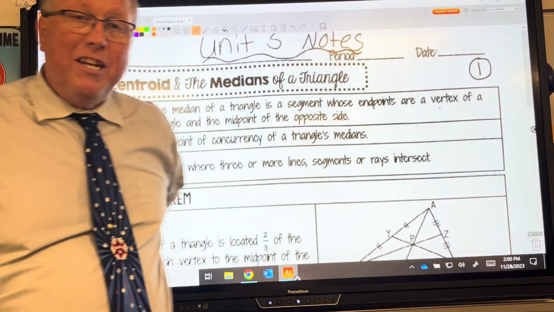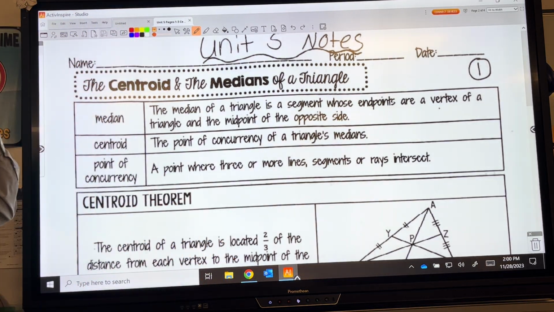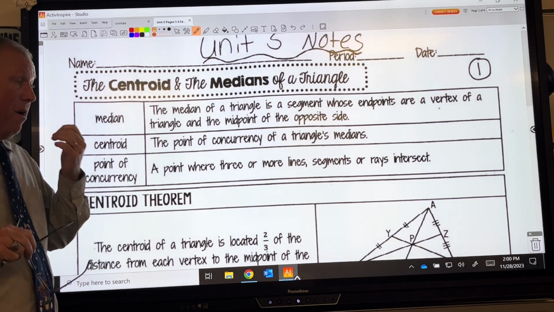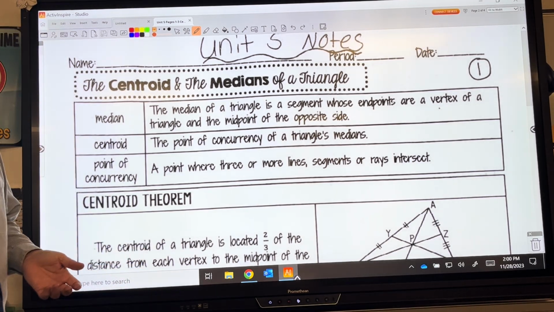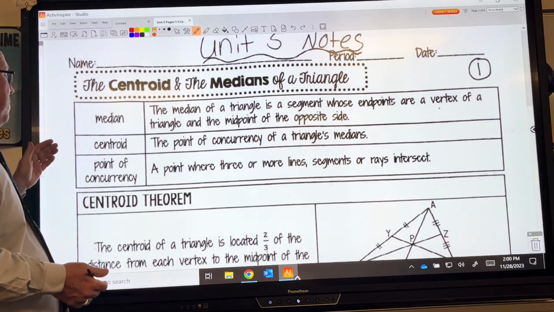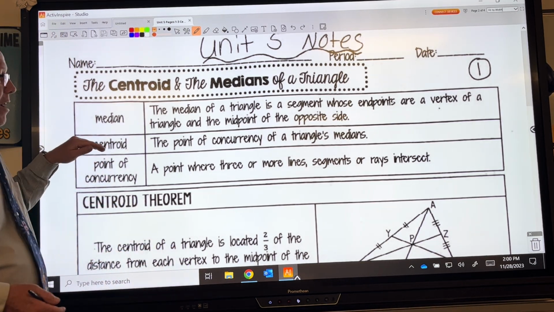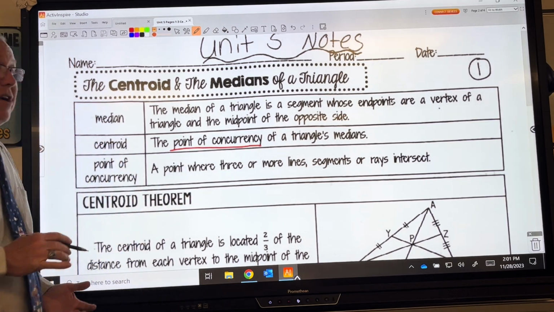We're going to be talking about centroids today. Now, as we get ready to talk about centroids and medians, there's a couple things that we need to know. First of all, we can't have a centroid without having medians, and we can't have medians without having a midpoint. So if you look at your definitions up here, you've got centroid, which is the point of concurrency, which is right here, of the triangle's medians.